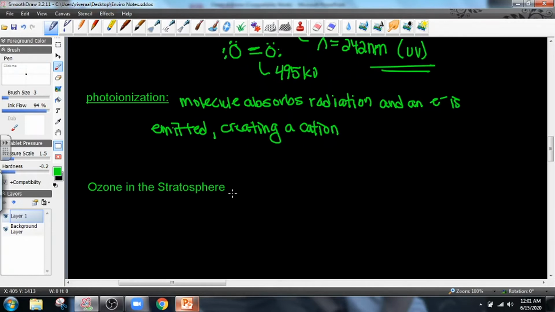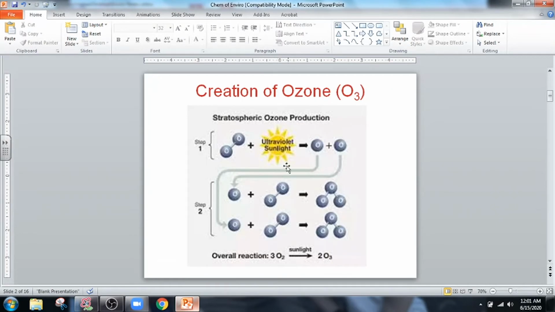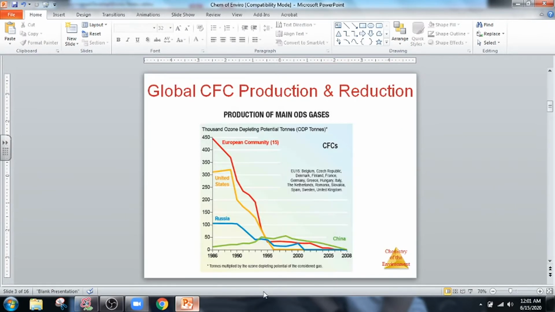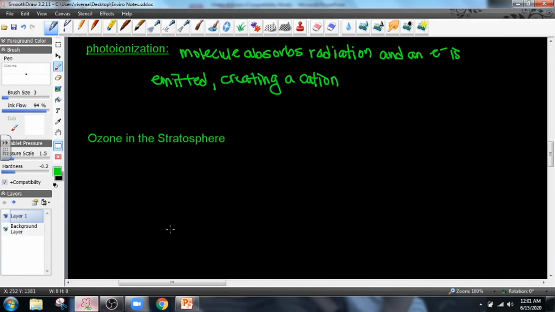All right, now actually, I think I had a slide here showing this first photodissociation reaction. Let's jump back to the PowerPoint here. Oh, nope. I'm giving away the secret. I'm not going to go there yet.